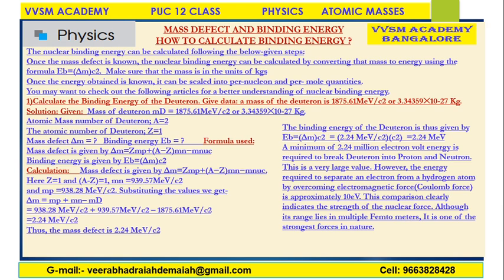Let us calculate the binding energy using a problem given in the examination. The problem will be like this: calculate the binding energy of the deuteron. The given data is the deuteron mass, 1875.61 megaelectronvolts per c squared. The atomic number of deuterium is 1, and substituting the values, you will get the mass defect as 2.24 MeV per c squared.